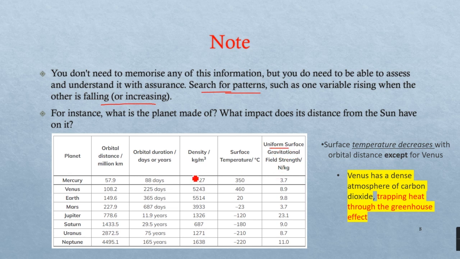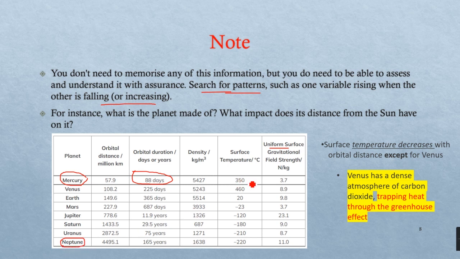So if we make a quick observation, of course we know that the closer the planet is to the sun, the shorter the orbital duration. So we know that Mercury will have the shortest orbital duration as it's very close to the sun, and then Neptune will have the longest orbital duration as it's really far from the sun.